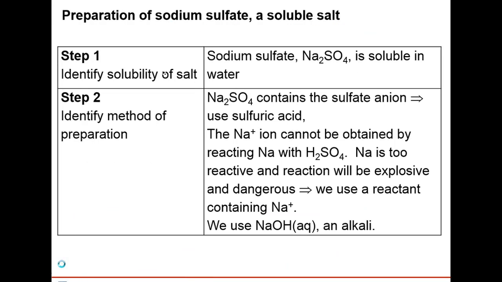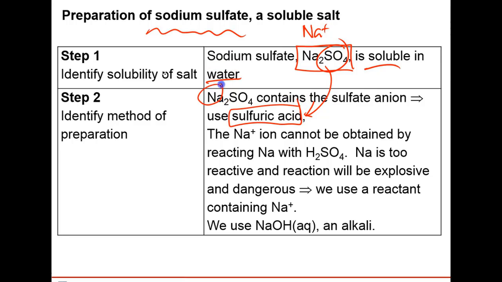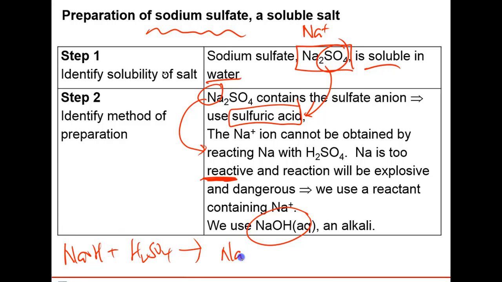So let's make a simple salt here, sodium sulfate. Based on the formula, there's Na+ present, so it is confirmed soluble in water. The SO4 component will come from sulfuric acid. The Na component cannot come from the metal because it is too reactive. So you must use something containing Na, so let's use sodium hydroxide. Okay, so we have NaOH plus H2SO4, then we get Na2SO4 plus H2O.